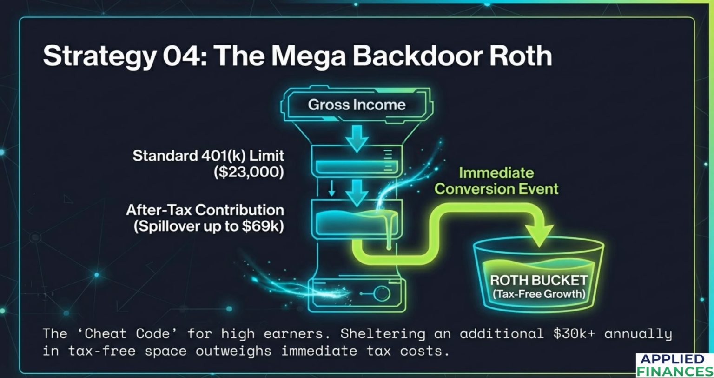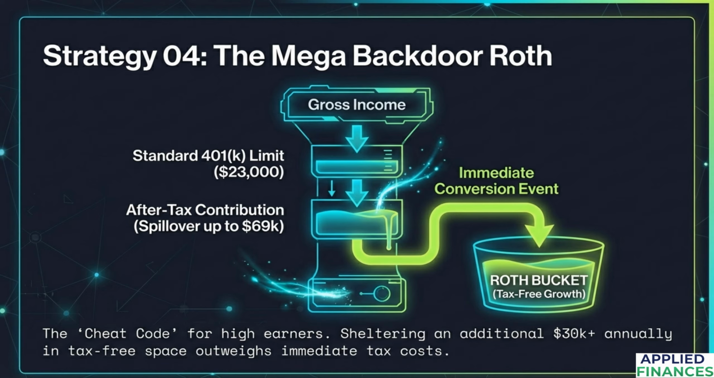Strategy number 4 is the mega backdoor Roth, which we often call the cheat code for high earners. Most people are limited by the standard 401k contribution limit of $23,000. However, many employer plans allow for after-tax contributions that can bring your total annual funding up to $69,000. By using an immediate conversion event, you can move these additional funds into a Roth bucket where they can grow tax-free forever. This allows you to shelter an additional $30,000 or more every single year in tax-free space.